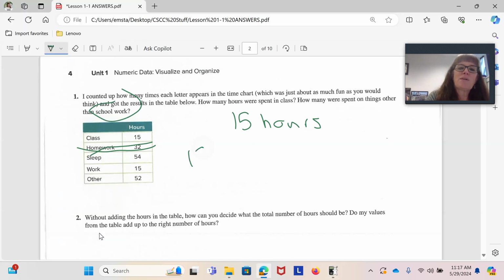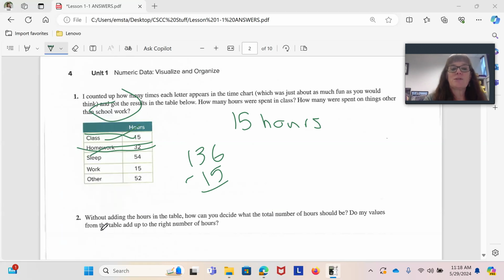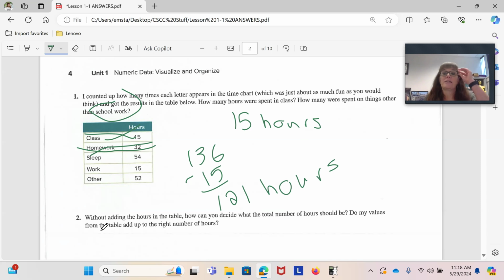I should have crossed off one other thing. Class time would also be spent as schoolwork. So we're going to go ahead and get rid of that one too. So I can just subtract 15 from 136. So take your 136 minus 15 and you get 121 hours. So our student spends 121 hours doing things that are not related to school.